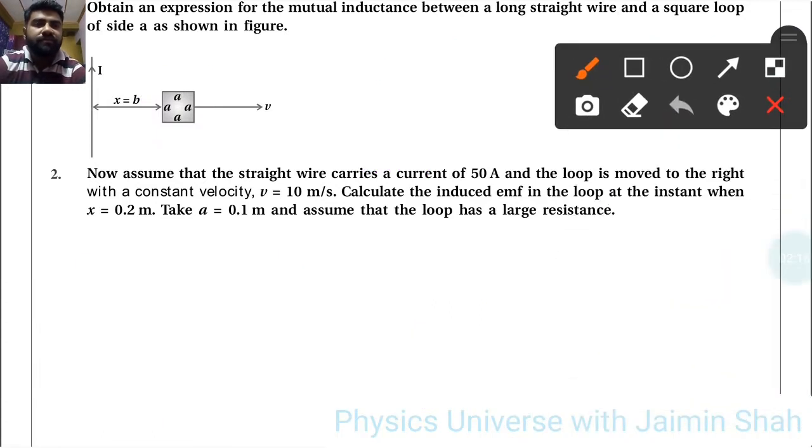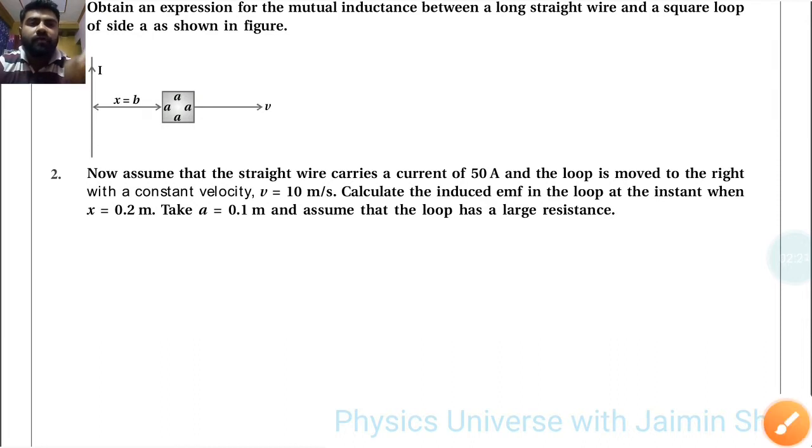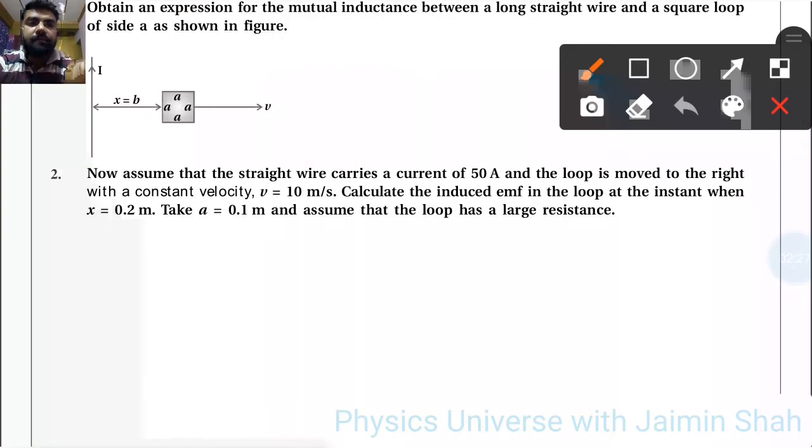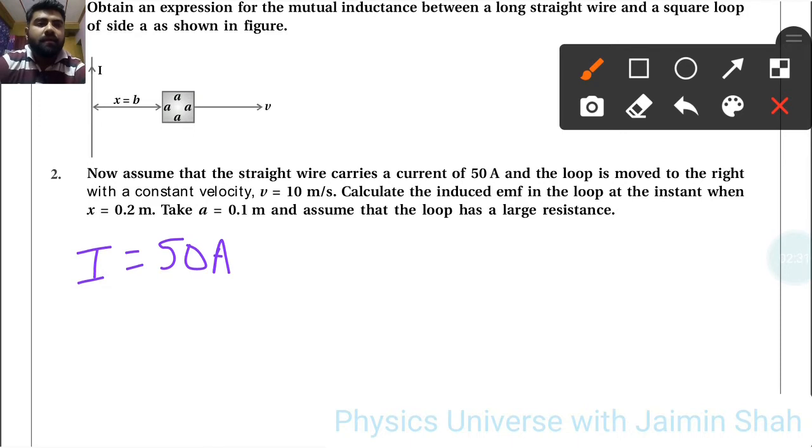Now the second question. Assume that the straight wire carries a current I equal to 50 ampere, and the loop is moved to the right with constant velocity v equal to 10 meter per second. Calculate the induced EMF in the loop at the instant when x is equal to 0.2 and a is equal to 0.1.